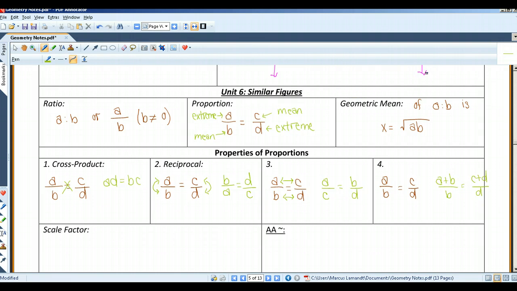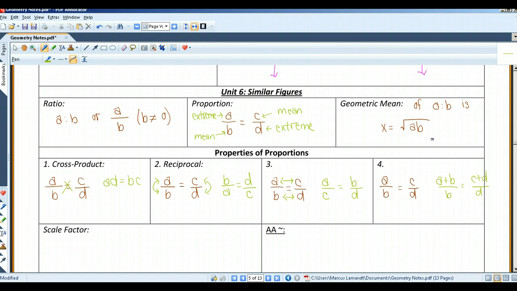The geometric mean of two positive numbers, A and B, is the positive number x that satisfies this equation. So if I ask you to find the geometric mean of a certain ratio, this is the equation you're going to use.